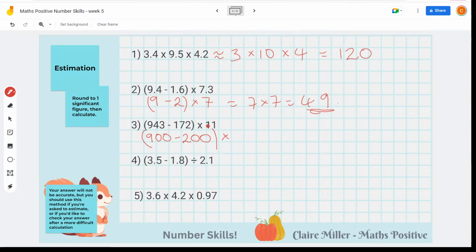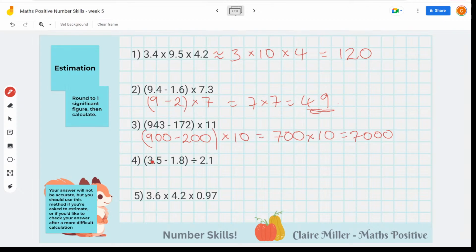And then we're going to times our answer by 11. Let's round that to 10. Brilliant. So 900 take away 200, that's going to be 700, isn't it? So this is much easier to calculate. And then we're going to times that by 10, so that's going to give us 7,000. Brilliant. Let's do one more, and I bet you can do the last one yourselves.